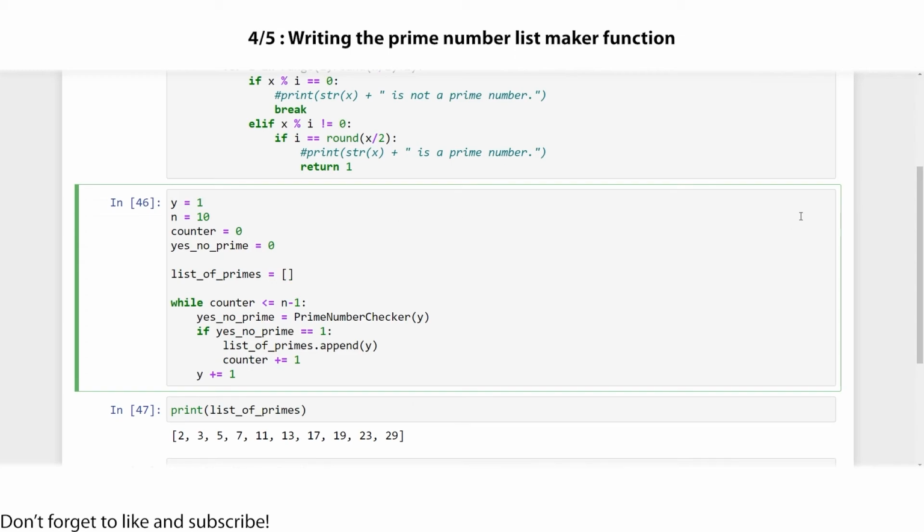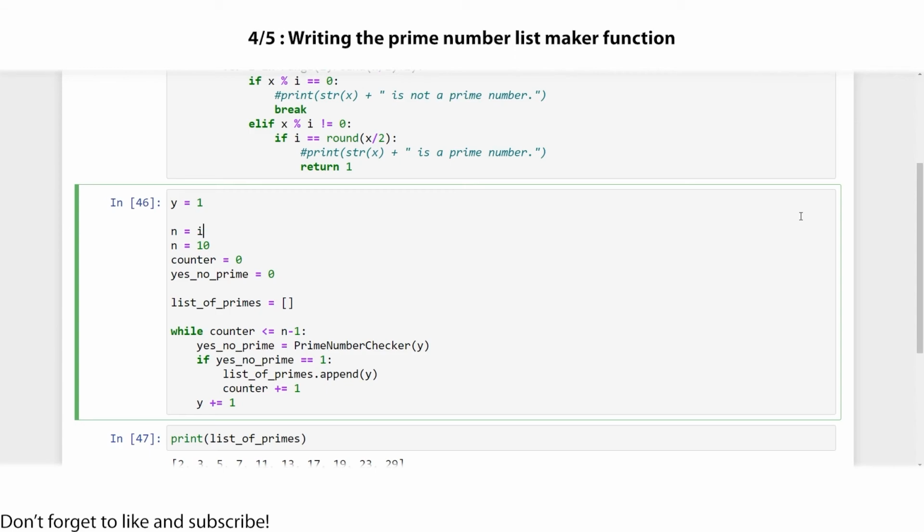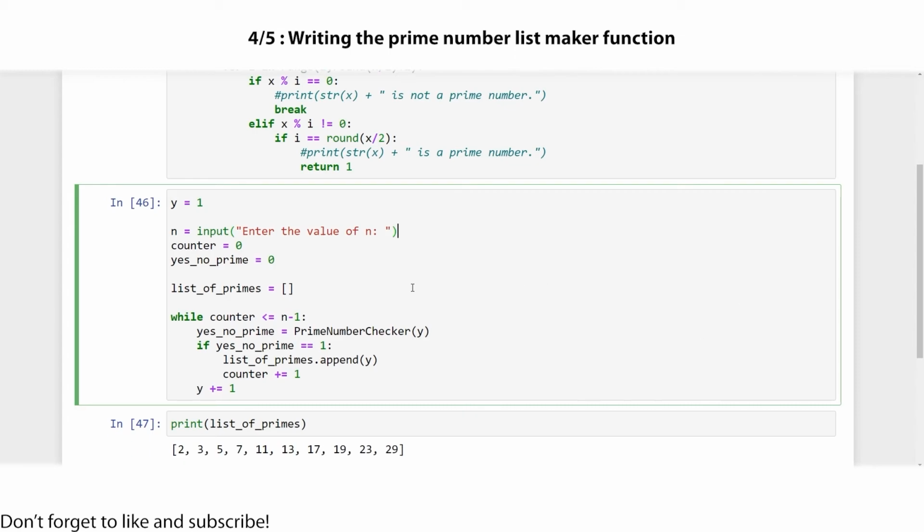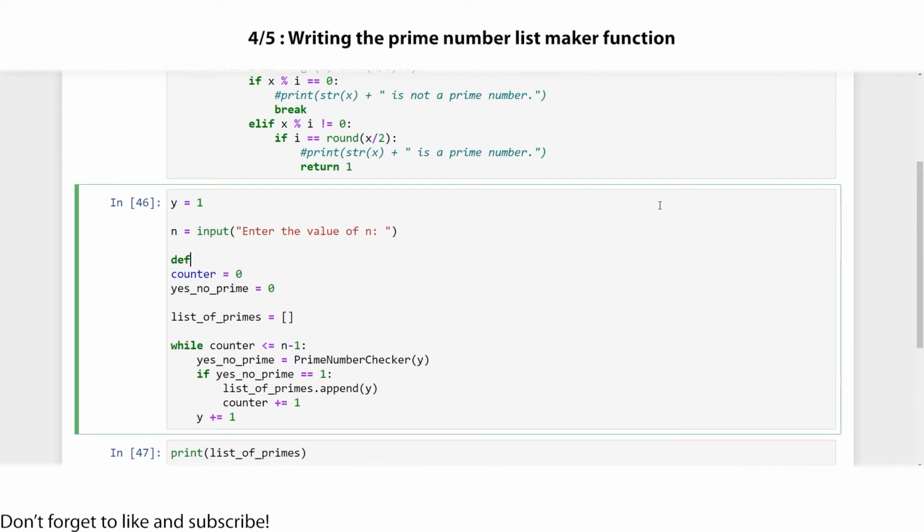What we need to do is say n is equal to input, and let's say here, enter the value of n colon. And what we're going to do now is create a function, and we're going to call this prime list maker, and we're going to put in the value of n here.